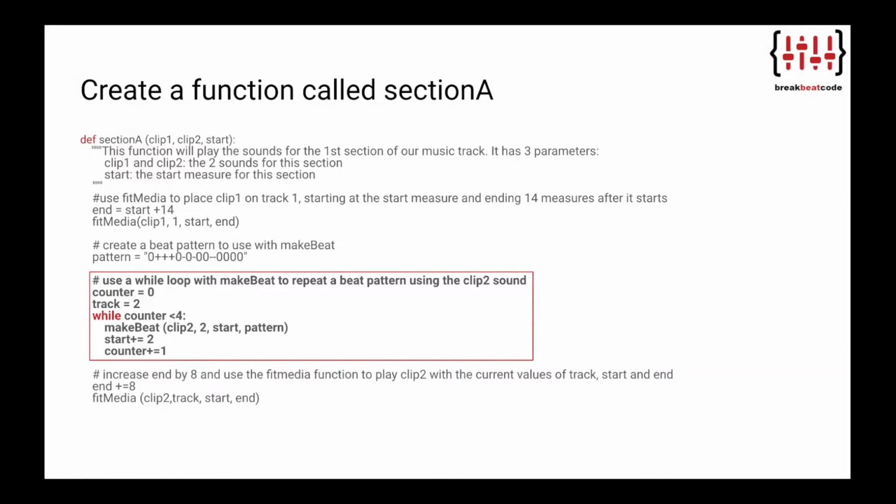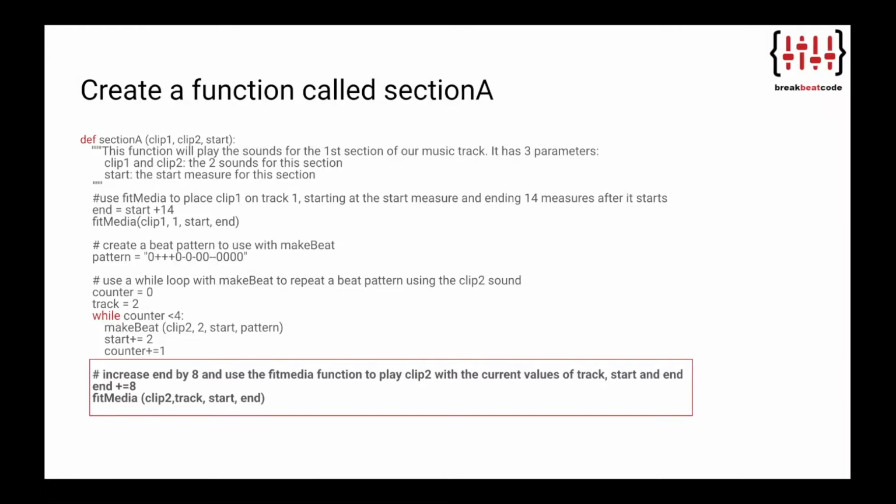like this. Counter equals 0, track equals 2, while counter is less than 4, followed by a colon, and then indent 4 spaces, make beat, in parentheses, clip 2, start, pattern, then start plus equals 2, and then counter plus equals 1. Next, we'll increase end by 8 and use the fit media function to play clip 2 with the current values of track, start, and end, like this. End plus equals 8, and then fit media, in parentheses, clip 2, track, start, end.